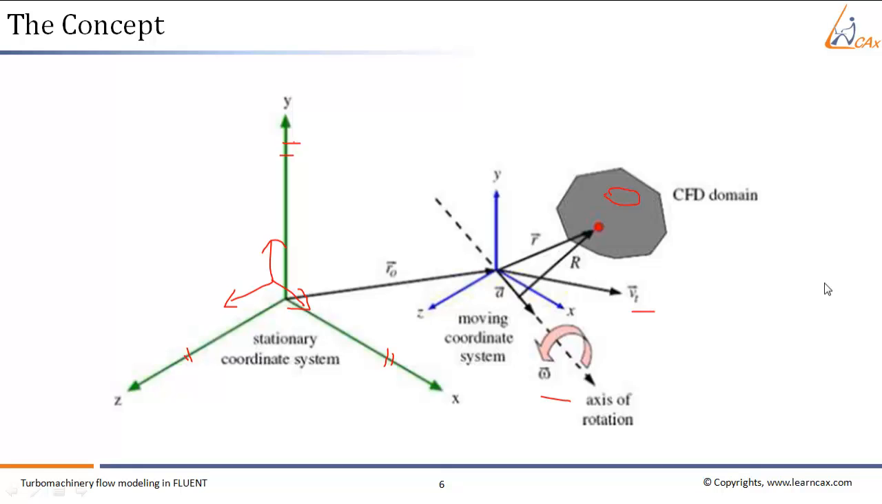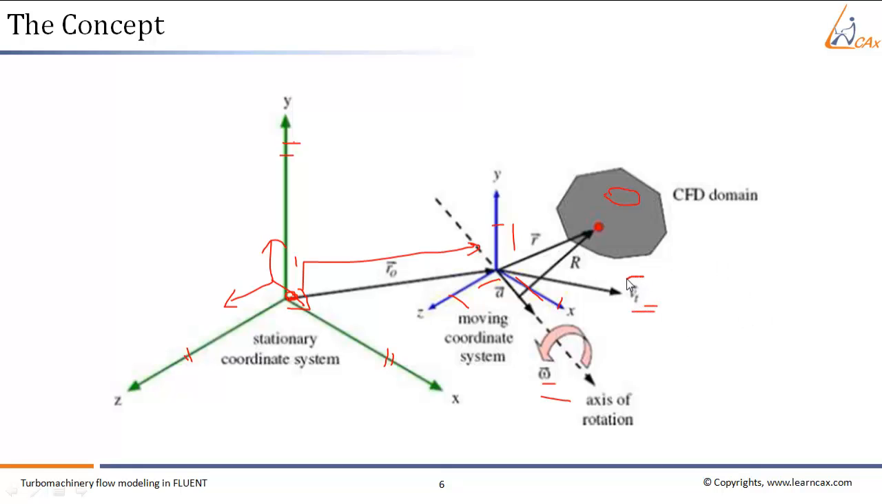Now we can consider a new reference frame called the moving coordinate system, which is at a distance r0 from the origin of the stationary coordinate system and having a translation velocity Vt and rotational velocity omega. So this is our new moving reference frame, which is in blue. It is at a distance of r0 from this origin of the stationary reference frame. That particular new reference frame is moving with rotational velocity omega again and translational velocity Vt.